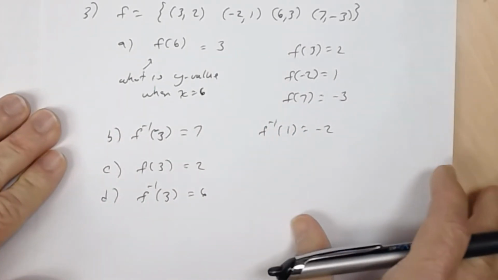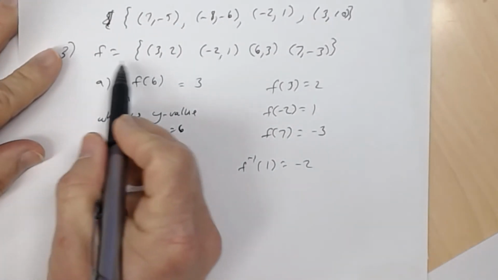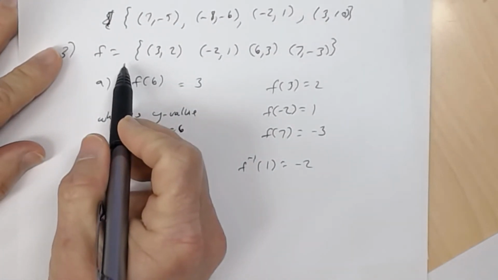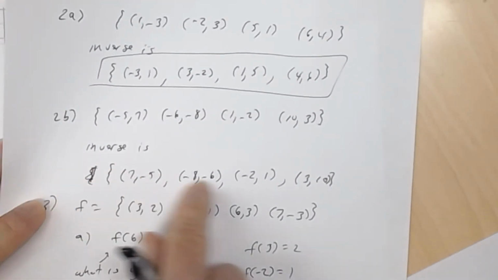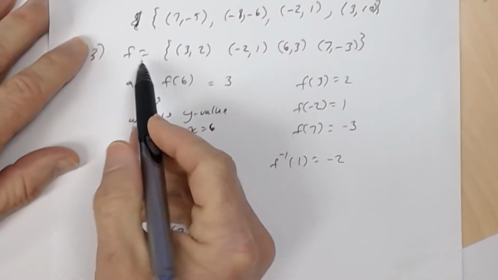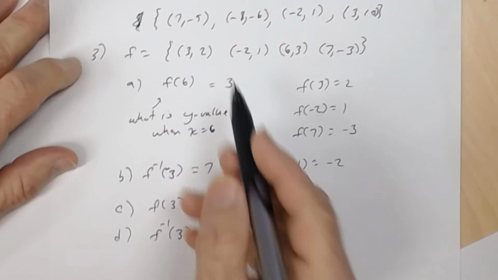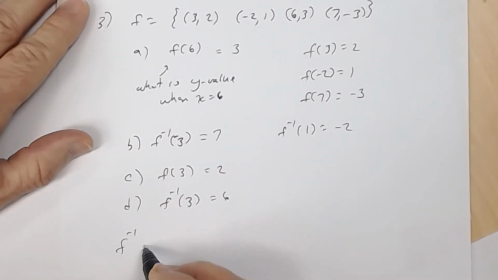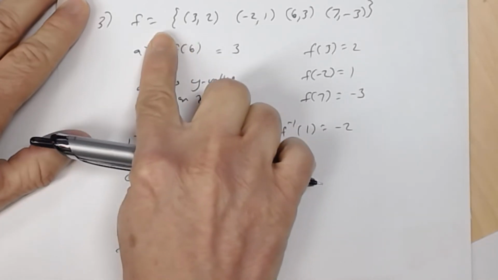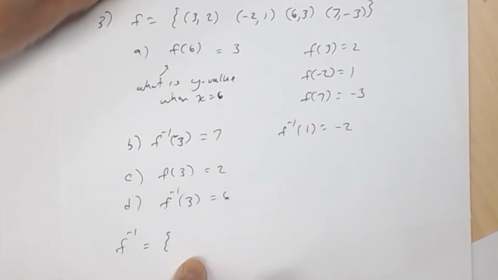Now, we're done with 3, but all that being said, if this is f, could you have used this idea in 2 to rewrite f inverse? This is your inverse, right? Look, I'm writing this right here: f inverse equals. If this is your function f and has those 4 points, then what does the inverse become?